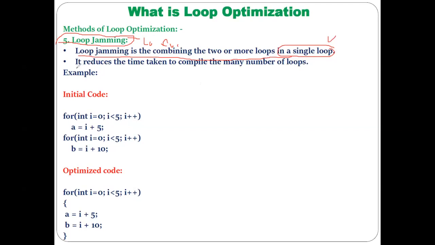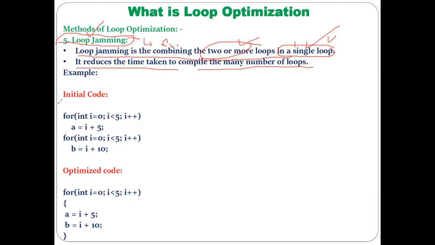Okay. So because of that, what happened? It reduced the time taken to compile many loops. The time required to compile two loops compared with one loop: definitely the single loop will require less time as compared with two loops. Understood? So that is the reason loop jamming can be utilized by the compiler.